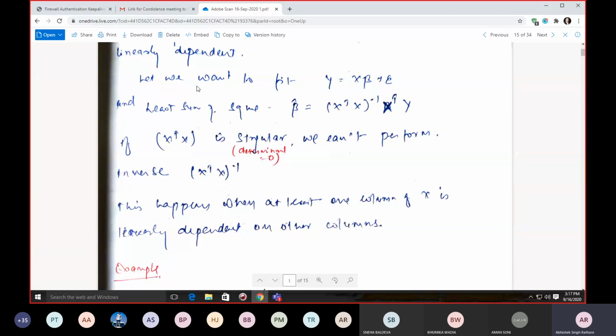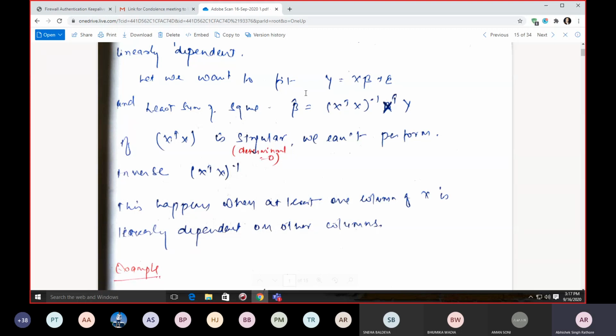Let's say we want to fit a line. This is y equals X beta plus epsilon, our standard equation. This is my output, this is my observation, and these are the unknown parameters. After applying the least sum of squares method, the estimated beta is (X transpose X) inverse X transpose y. This is our estimation, which is replaced here, and we get a new predicted y by replacing this beta hat.